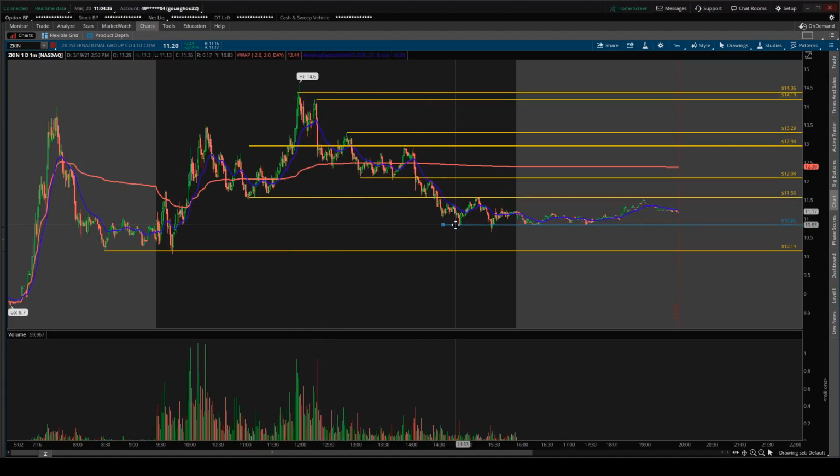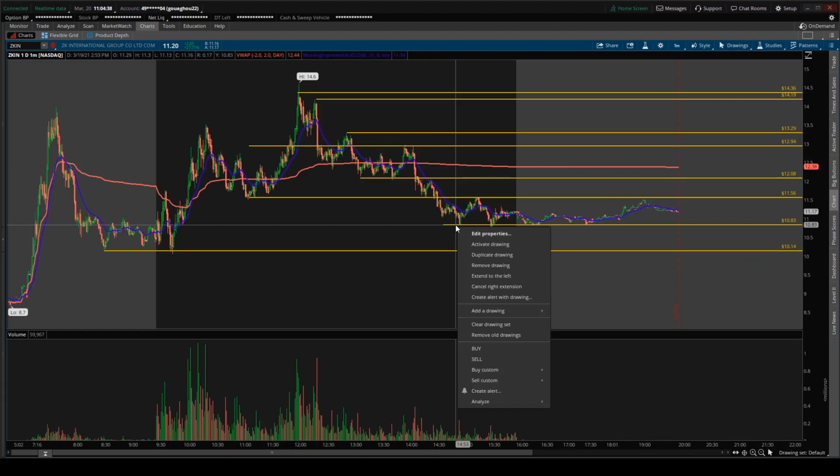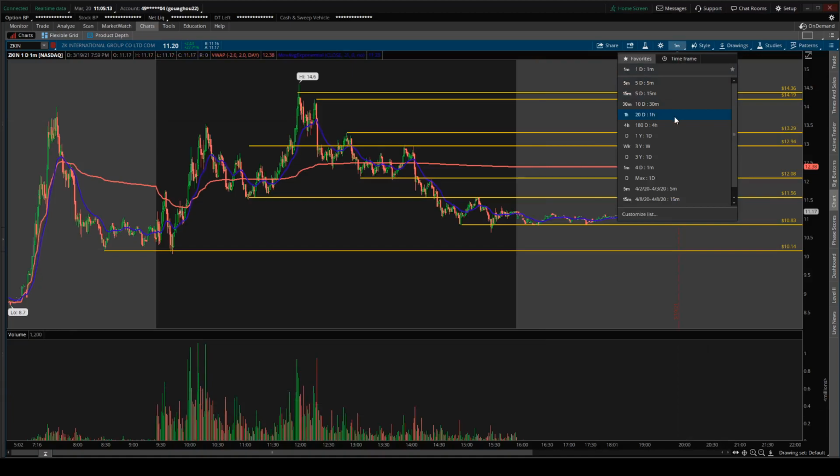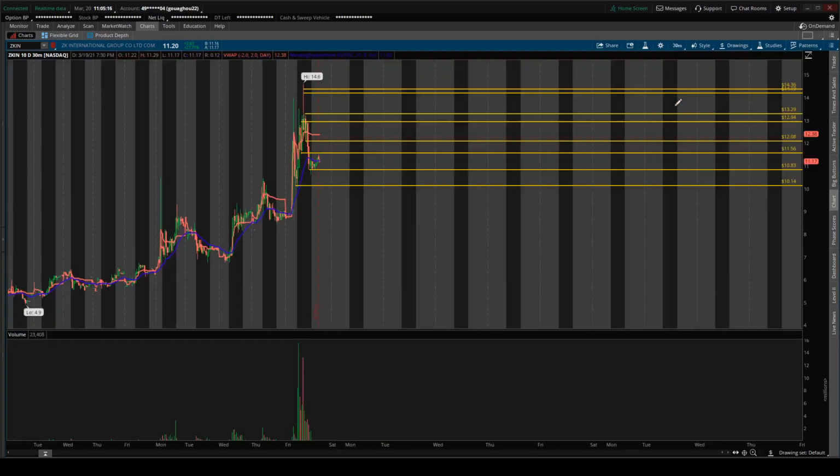You can do that if you want. You press the right button, go to edit properties, and then you choose the red if you want the red or green or pink, and then you choose the style like that, and then you do it like this. So you have that level. So if you want, you can do that to resistance. Anyway, so that's how I do my levels.